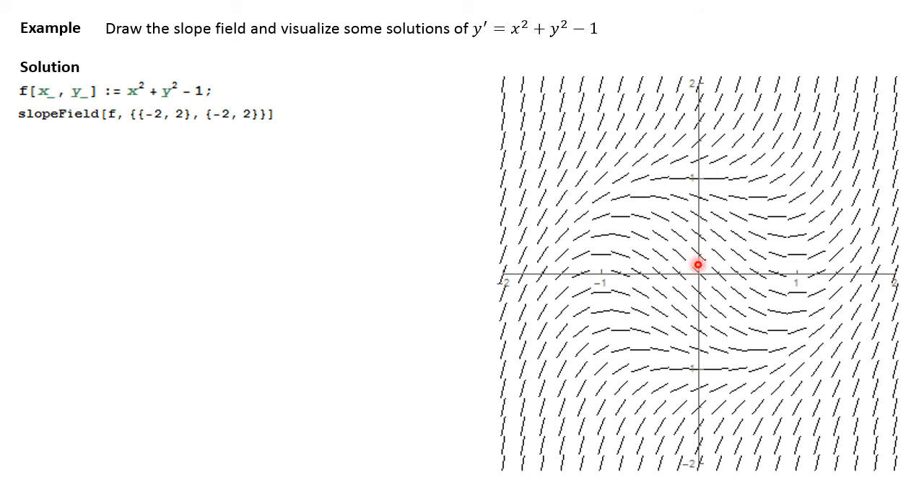If you look at points near the origin, the slope is about negative 1 because x and y are close to 0. Whereas if you move further away from the origin, the x squared plus y squared takes over and the slope gets very positive very fast. So everywhere the slope is positive except near the origin. And now let's actually see what a solution looks like.